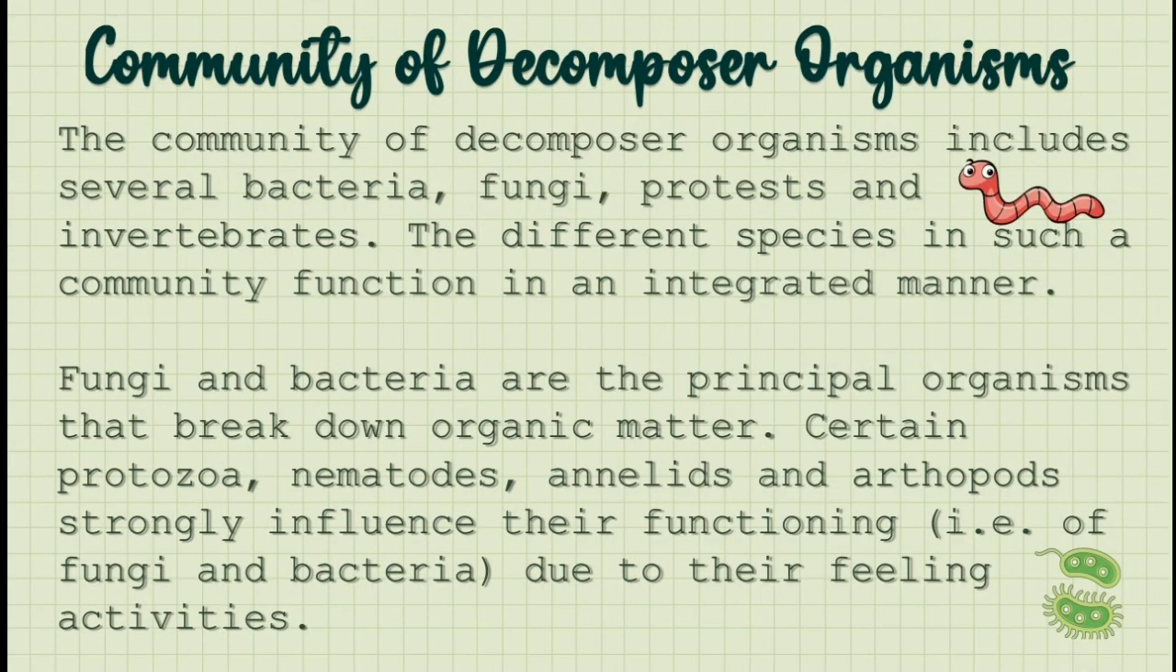So let's move on. Next, community of decomposer organisms. The community of decomposer organisms includes several bacteria, fungi, protists, and invertebrates. The different species in such a community function in an integrated manner. For example, a fungus decomposes plant litter and is eaten by an animal. Upon death, bacteria decompose the animal, and protozoa may eat the bacteria.